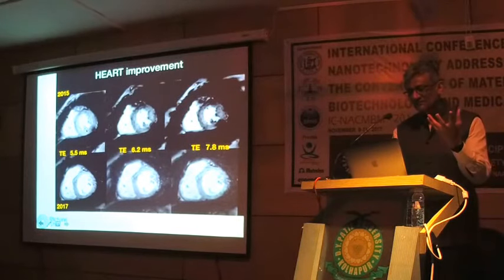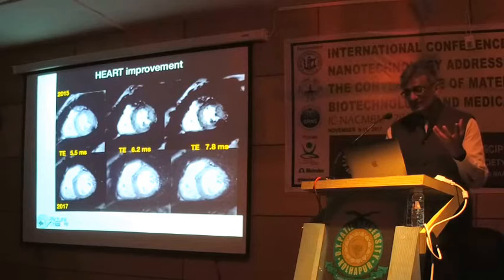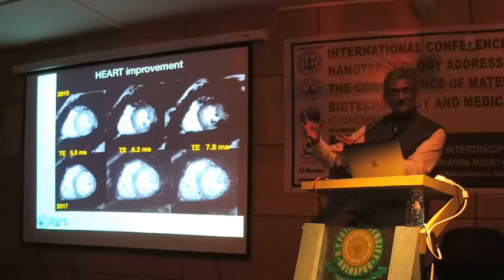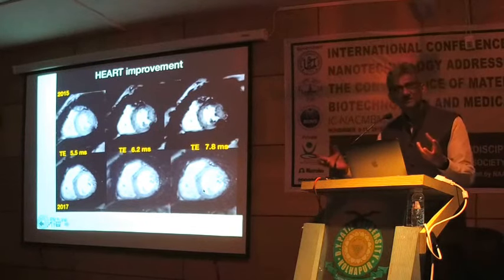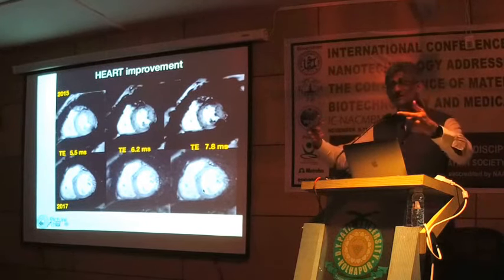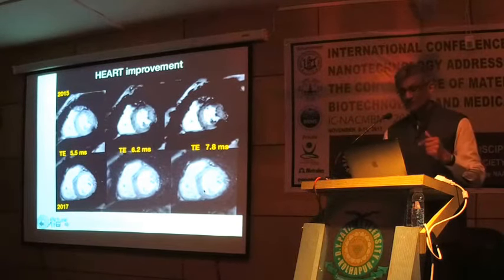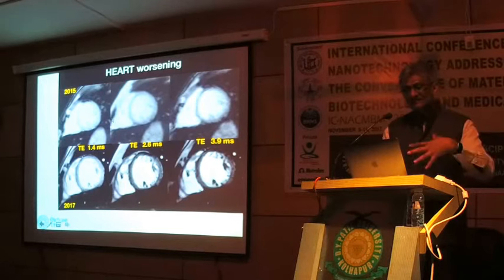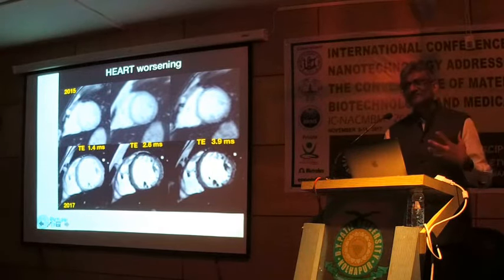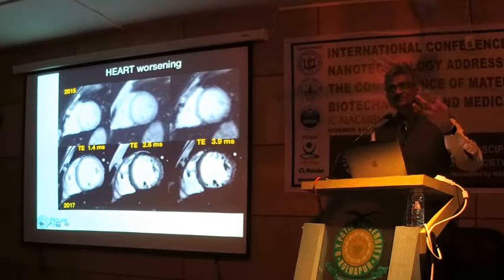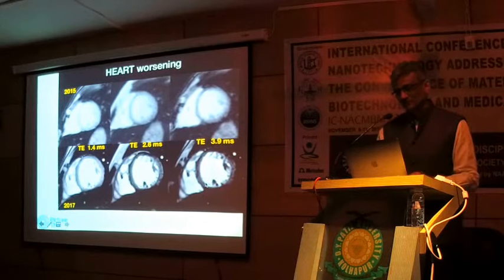Now, this is a patient in 2015 who has iron in the heart. You can see the dark structure here. But when the drug was used, you can see in 2017 that the iron has gone from the heart. So not only can we diagnose iron overload, we can also check its reversal on follow-up studies. In this patient, unfortunately, in 2015, there was no iron in the heart. By 2017, there's a lot of iron in the heart because the patient was not taking the drugs properly that he or she was supposed to do.